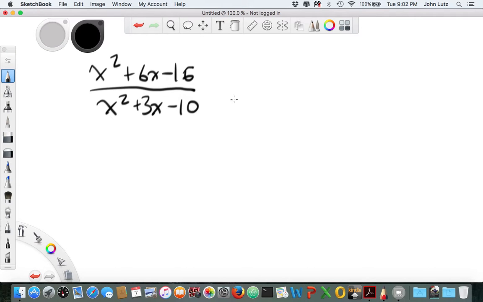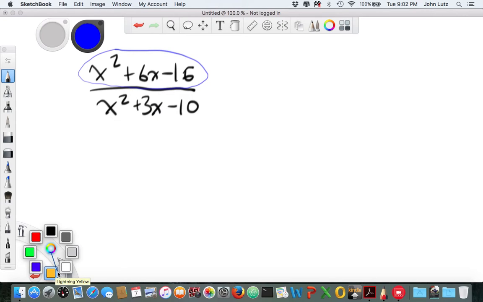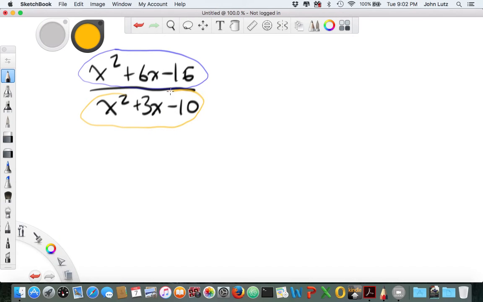So let's say that we start out with a rational expression that looks like this. I've got x squared plus 6x minus 16 over x squared plus 3x minus 10. Okay, so if we're going to follow the steps that I have outlined for you, I need to factor the top. Then I need to go ahead and factor the bottom. Alright, so let's start with the top.